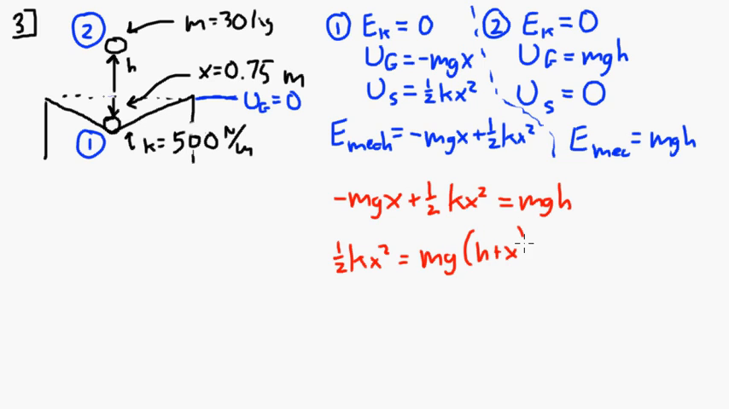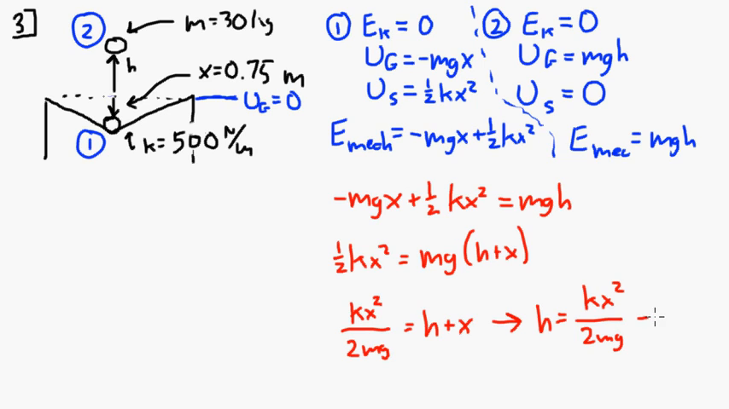Okay, and let's see, what else can I do? I can divide both sides by mg. I'm solving for h here. So thankfully that's a lot easier than solving for x. There's no quadratic. We already have x, so solve for h. So kx squared over 2mg equals h plus x, which means then, finally, drum roll please, h equals kx squared over 2mg minus x. There we go.